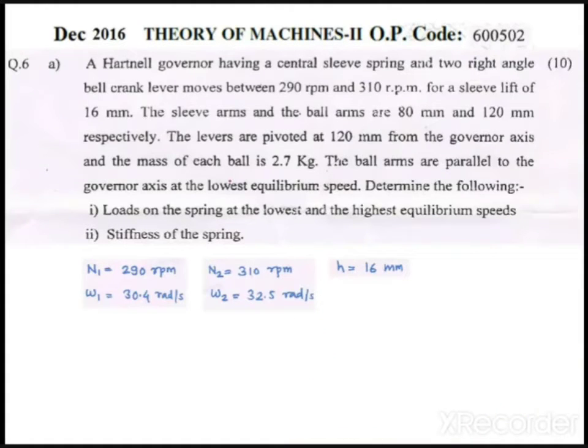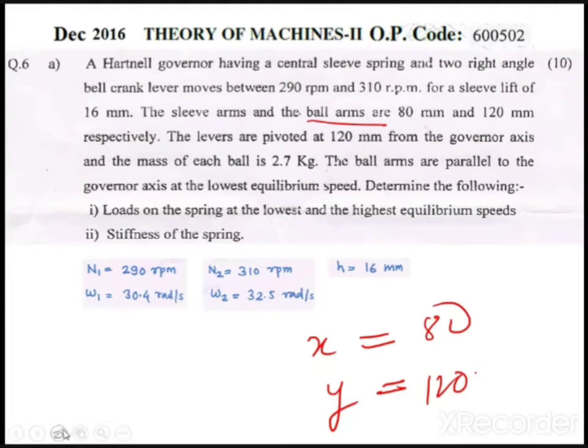Okay, next, the sleeve arm and the ball arm are 80 mm and 120 mm. Now tell me anyone, what do you mean by the sleeve arm? Sleeve arm means vertical arm or horizontal arm? What is x and what is y? Yes, sleeve arm means horizontal arm. Very nice. And ball arm means vertical arm. So why have they given 120 and 80?